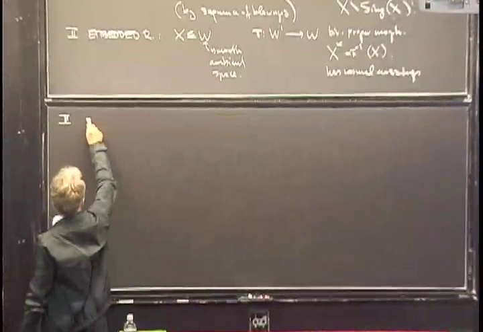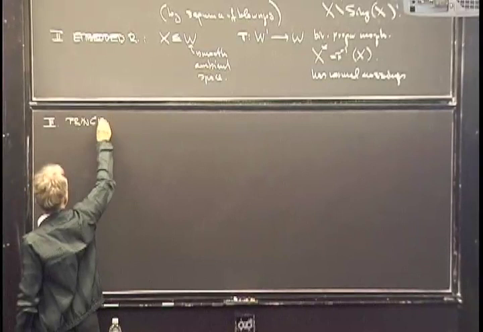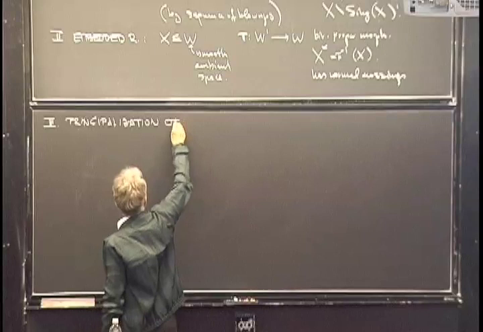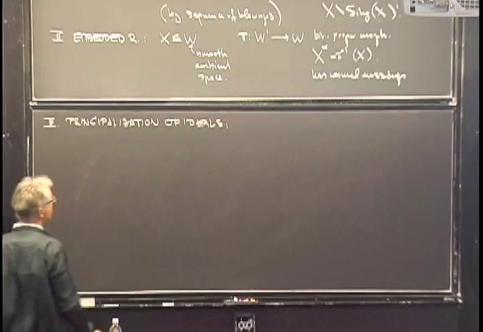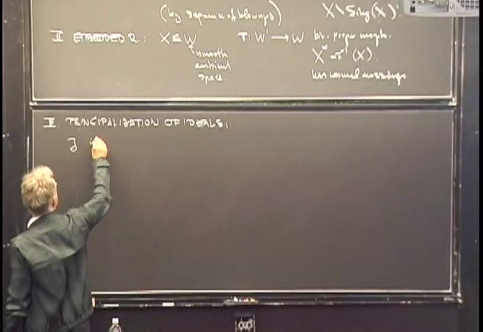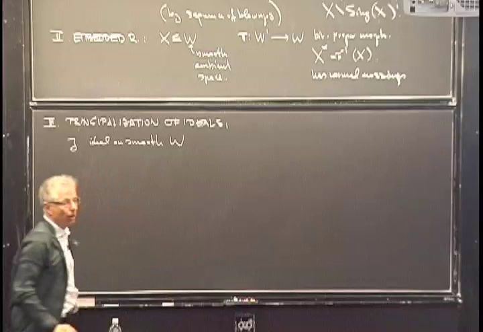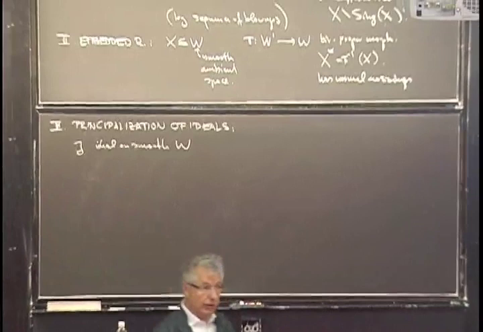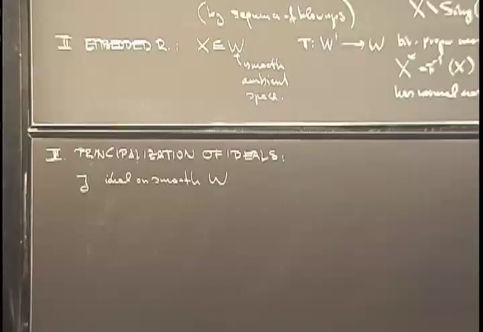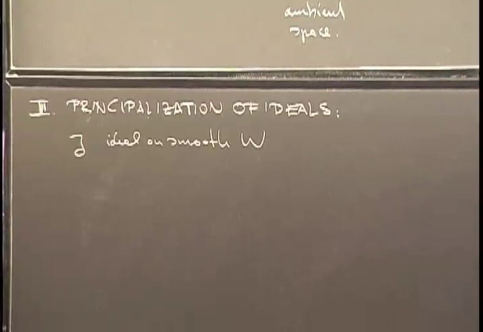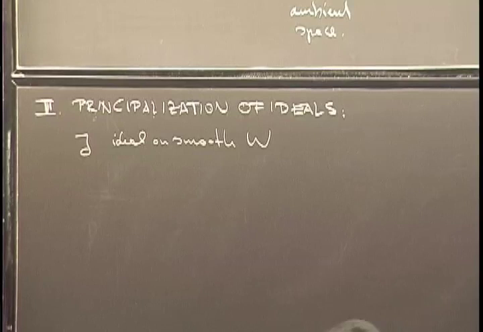which I call principalization of ideals. And I always stick to the simplest case. We have J, an ideal sheaf on smooth W. And then I will start to apply blow-ups to this ideal. This ideal will be the ideal defining the singular variety we want to resolve. So when I start to apply blow-ups, I will get exceptional factors. These factors, as they are corresponding to hypersurfaces, are principal ideals. So once I have done a blow-up, I can write J as a product of some exceptional factors and the ideal I'm interested in, which corresponds to the strict transform.